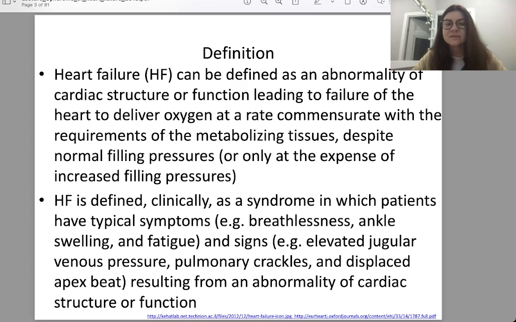Heart failure is defined clinically as a syndrome in which patients have typical symptoms like breathlessness, ankle swelling, and fatigue, and signs like elevated jugular venous pressure, pulmonary crackles, and displaced apex beat, resulting from an abnormality of cardiac structure or function.